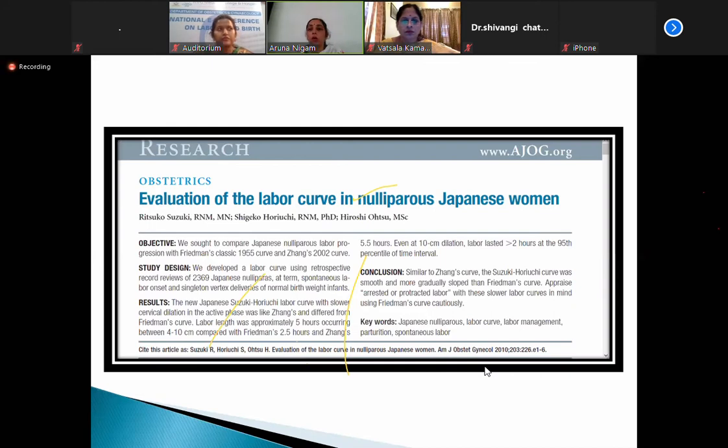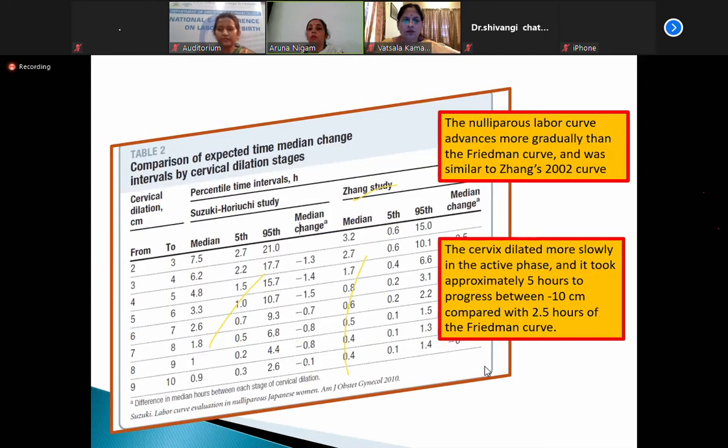So what they found in their study, as you can see here, this is the 95th percentile of this Japanese study, and this is the 95th percentile of Zhang's study. They saw that their 95th percentile is falling much ahead of it. So they said the nulliparous labor curve advances more gradually than the Friedman curve and was similar to Zhang's curve.